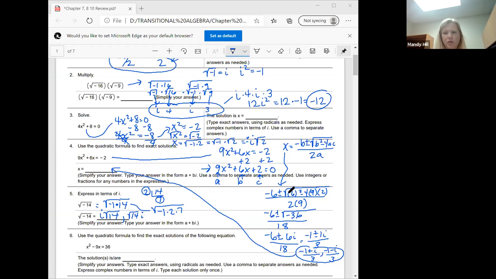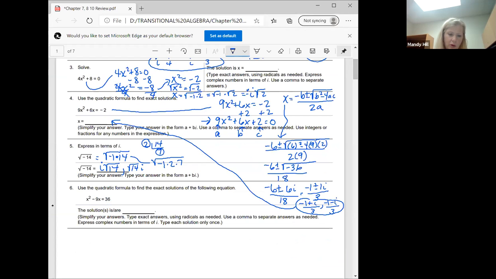Okay, number 6 says, use the quadratic formula to find the exact solutions of the following equation. Well, we're looking at this and we see that it's not solved for 0. So we're going to need to subtract 36 from both sides of our equal sign, which would give us x squared minus 9x minus 36 is equal to 0.